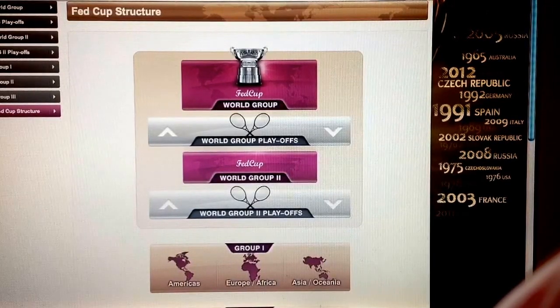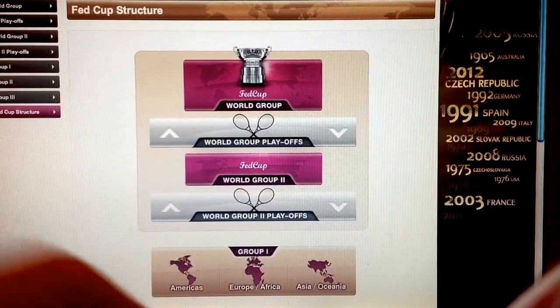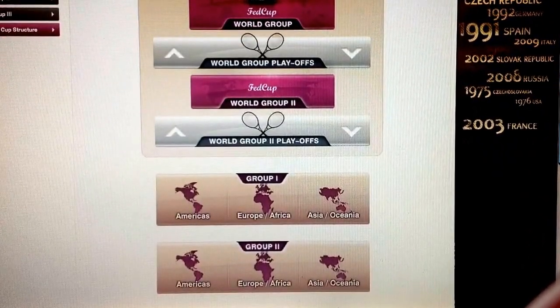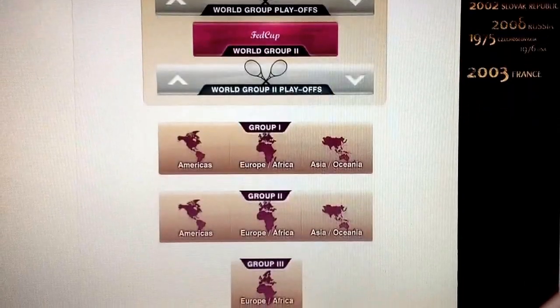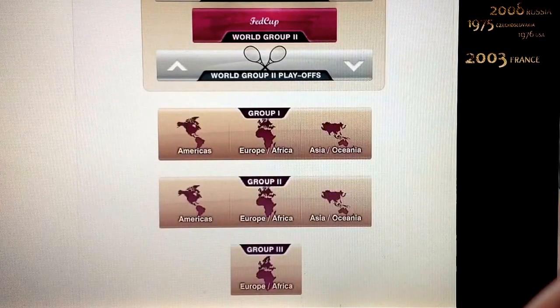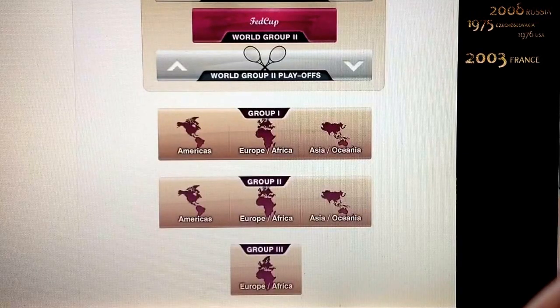And then there's Group 1, which has Americas, Europe, Africa, and Asia, Oceania. Group 2, which is the same. And then Group 3 only has Europe, Africa because there's not enough teams to fill out the rest. Group 1, Group 2, and Group 3 are all round-robin events that occur during the week, and the teams get placed during the week depending on who wins and loses and their records at the end of the week.